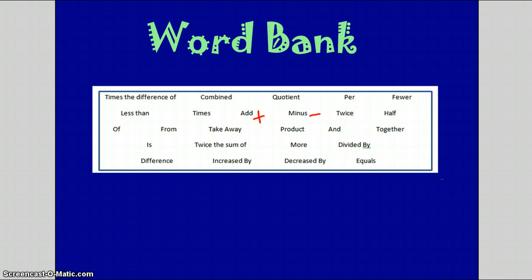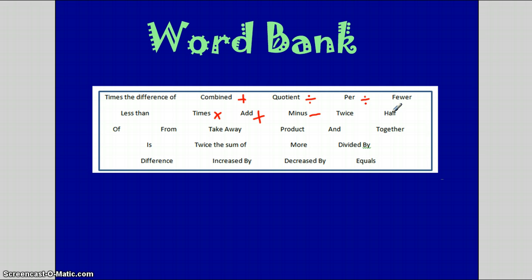Okay, I'm just going to mark off the ones that you should know. I'm going to start on the first row. Times, the difference of, I'm not expecting anyone to know yet. Combined, we should know is addition. Quotient is division. Per is also division. I'm going to go to the next line, skip a couple, I'm going to do times. That's multiplication.